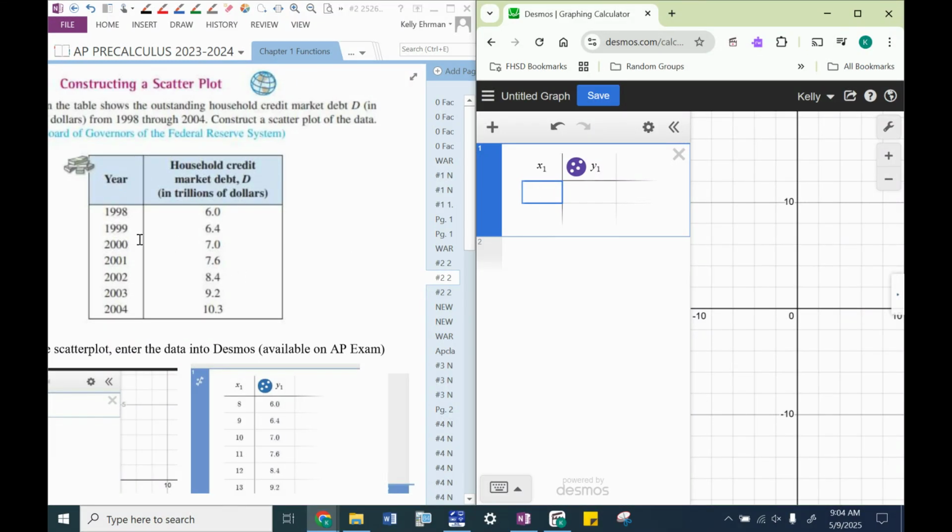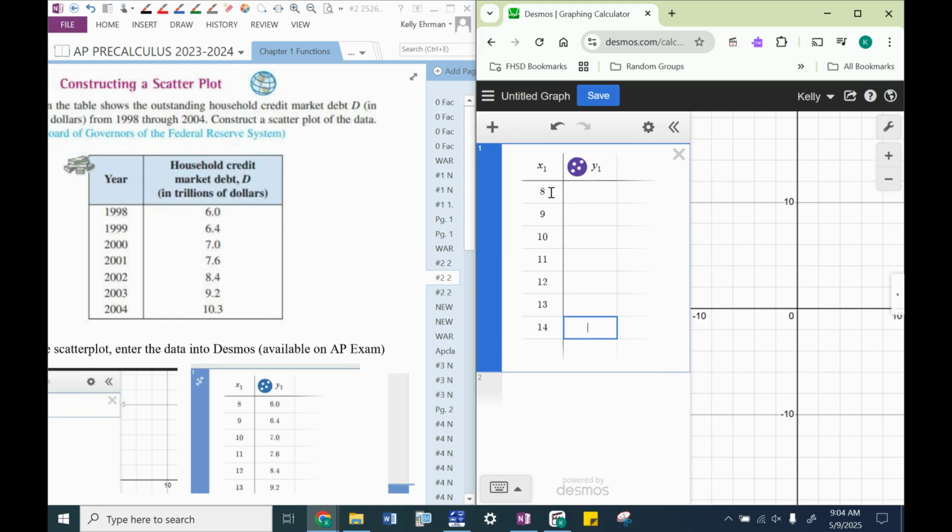We should enter this data instead of 1998. Sometimes that can kind of confuse calculators, especially. So I'm going to enter 1998 as 8. So I just enter 8 and hit enter, and then 9, 10, that's 2000, 11, 12, 13, 14 is 2004. Now go in and make sure you're typing in correctly the inputs.